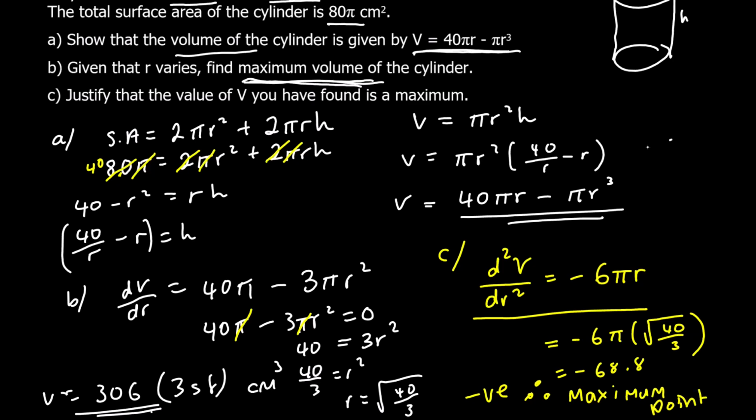And if the second derivative is negative, that means we've got a maximum point. And that's because at a maximum point, the gradient is going from positive to negative. It's going down. So the gradient of the gradient is negative. So if it's negative, we've got a maximum.